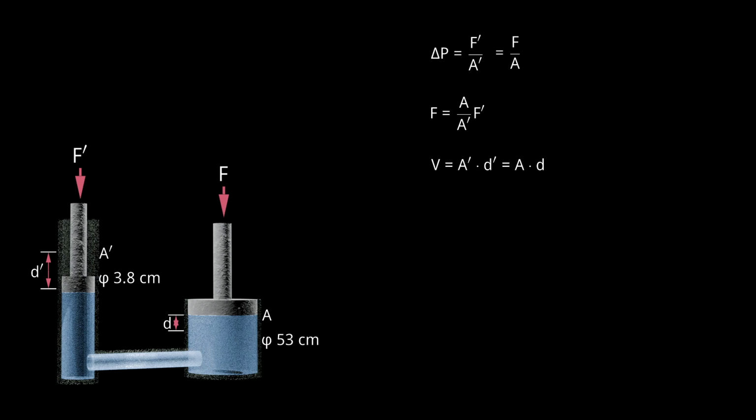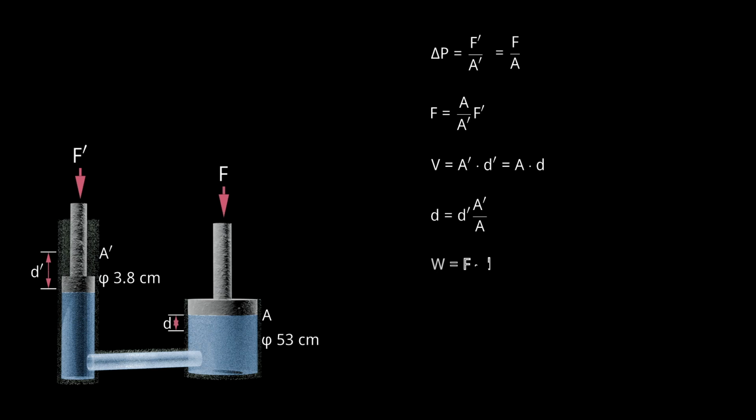We can rearrange this equation to find how much the larger piston moves. This tells us that the movement of the larger piston depends on the ratio of the areas and how far the smaller piston is pushed. So if the output piston has a much larger area, a small push on the input side causes a much smaller movement of the larger piston, but it can lift a heavier load.